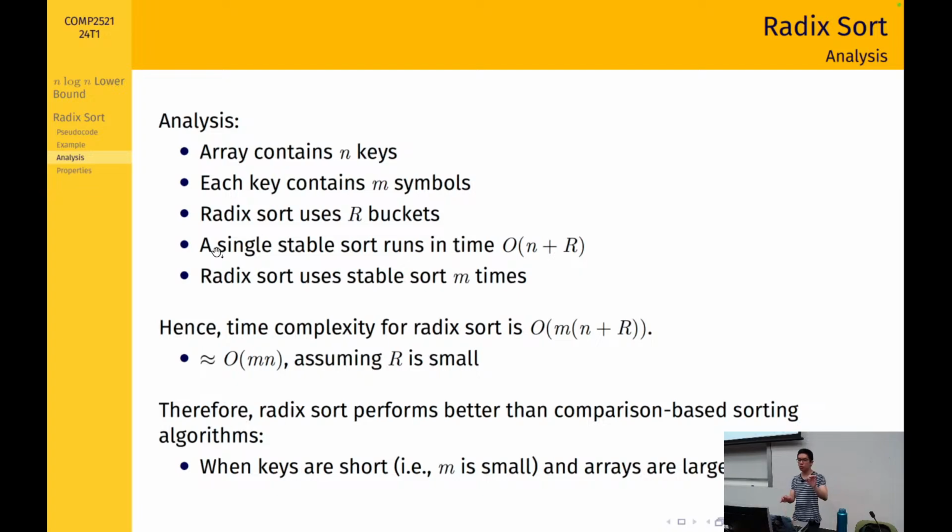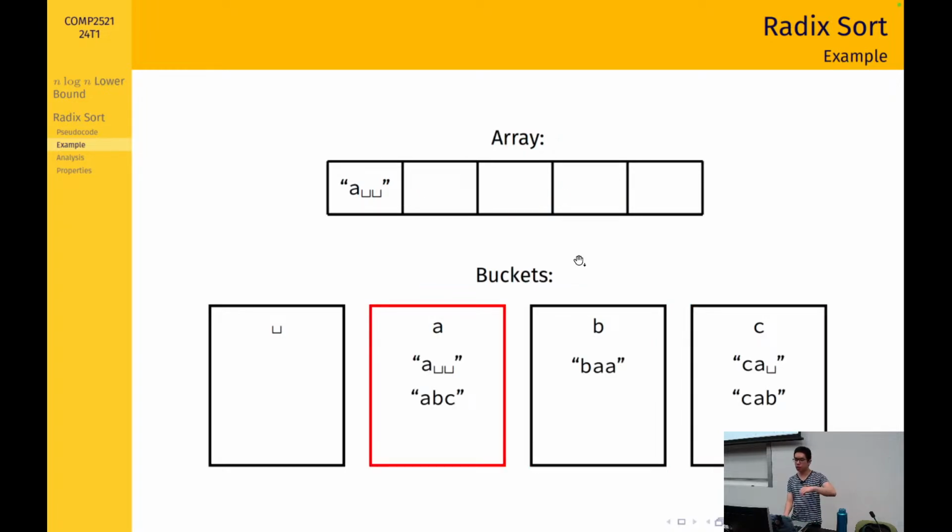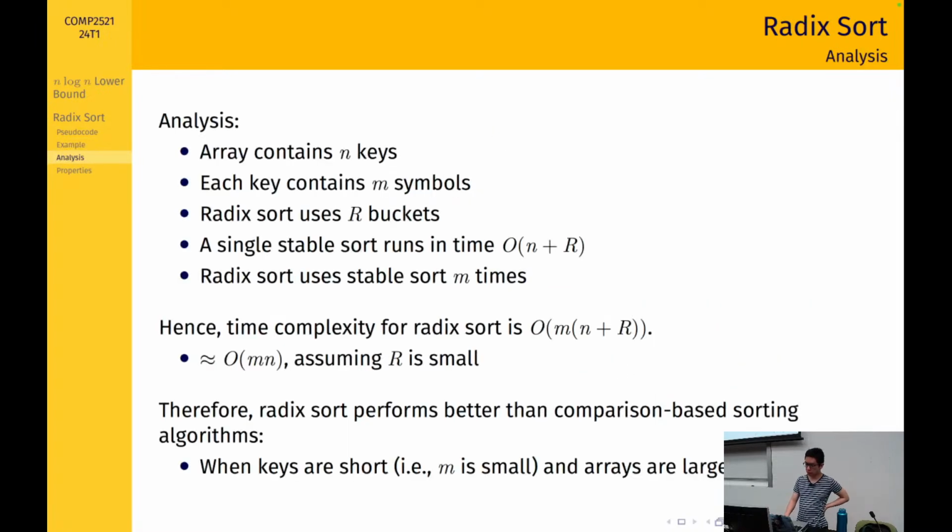Right, now a single stable sort is going to run in big O of n plus r time. So a single one of those sorts is going to be big O of n plus r. I said earlier that it was O(n), but we're adding in r here because when we're copying the keys back into the array, we need to loop through all the buckets. Right, so in case the number of keys is actually less than the number of buckets, that's where the r comes in.